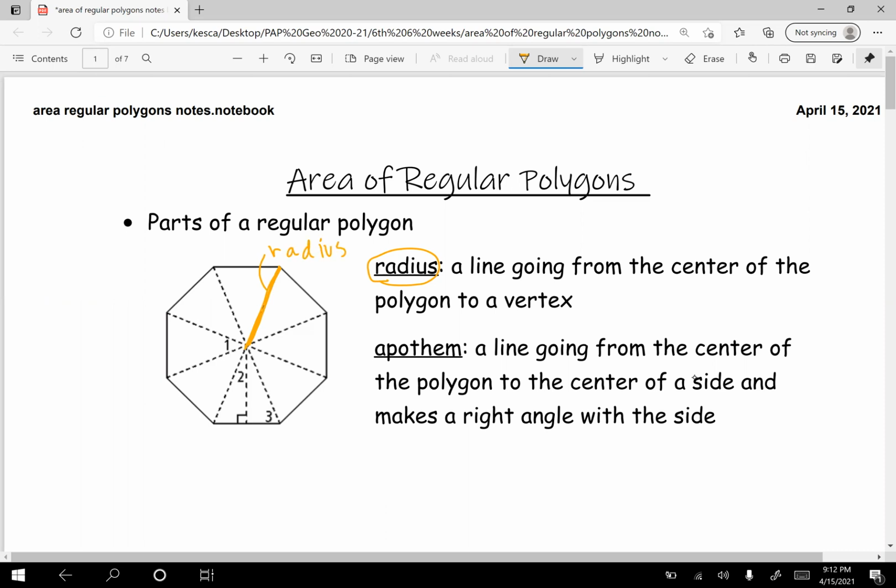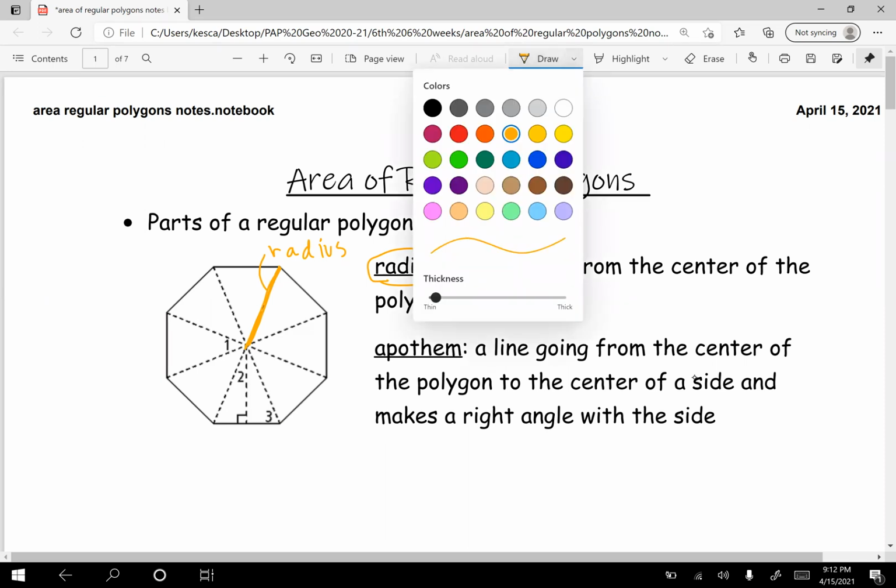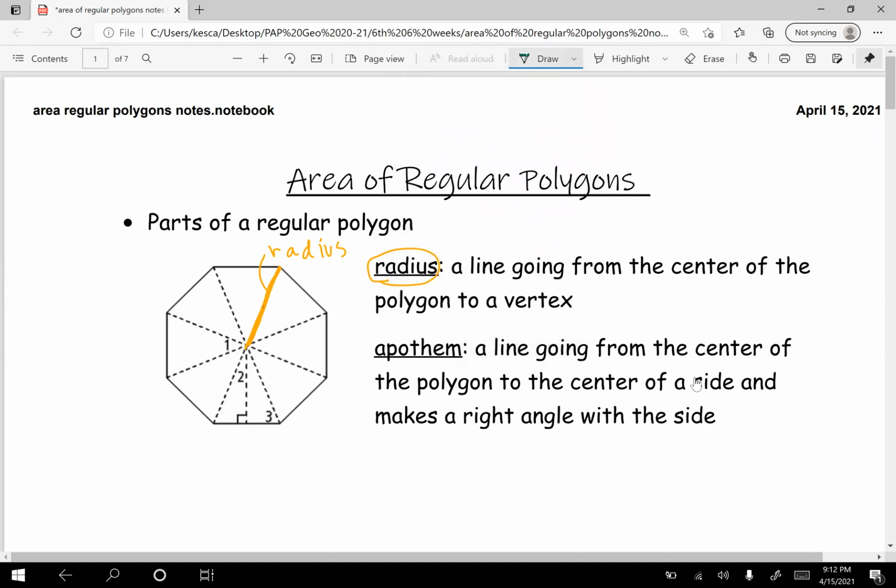Another line that is going to be important for us is called an apothem. It is a line that goes from the center of the polygon to the center of a side of the polygon, and it makes a right angle with that side. We only have one apothem drawn on here at the moment, and it's this one that I'm highlighting in green. But all of these triangles can all have an apothem. It's basically the line going down the center of that triangle.